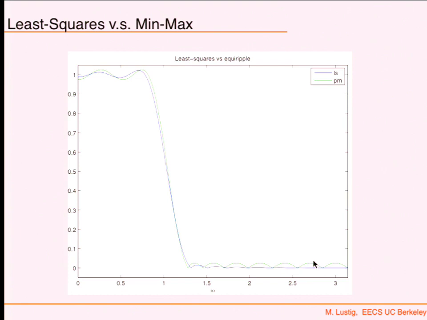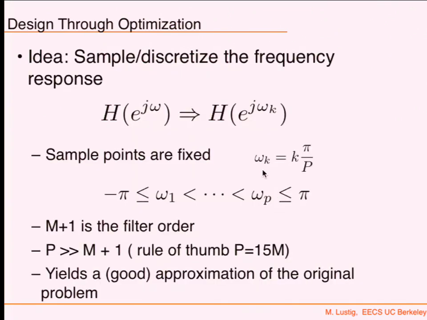Okay, so the idea that we're going to do now is design filters through optimization. That's how we're going to design it. So you have a frequency response that you'd like to match. And what we're going to do instead, because we're going to solve this on a computer, is not use an analytic representation. It's all by computing stuff.